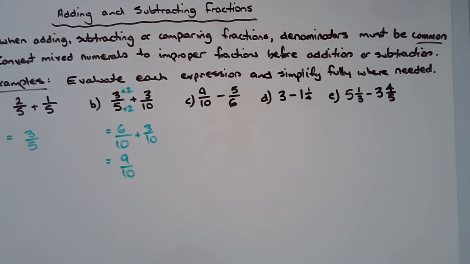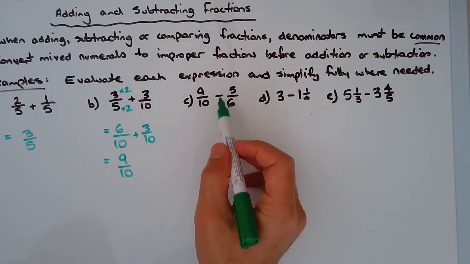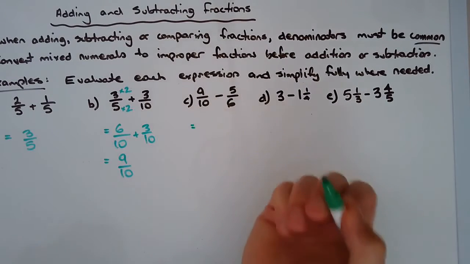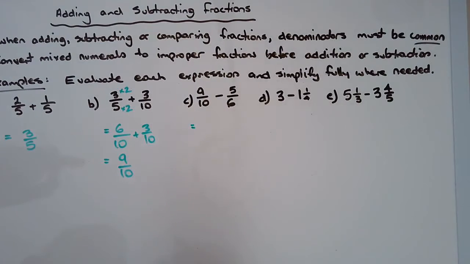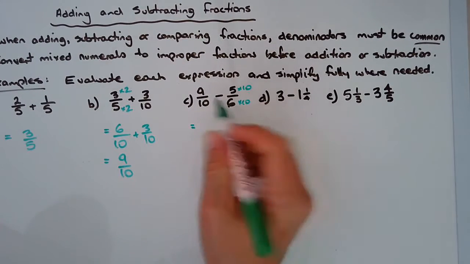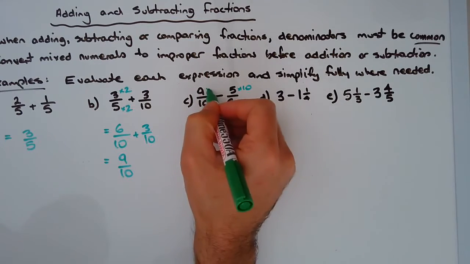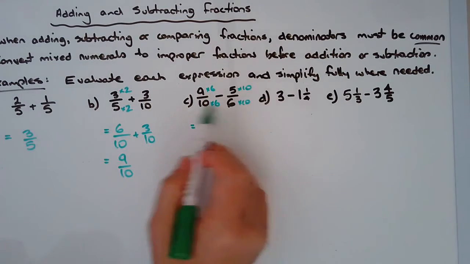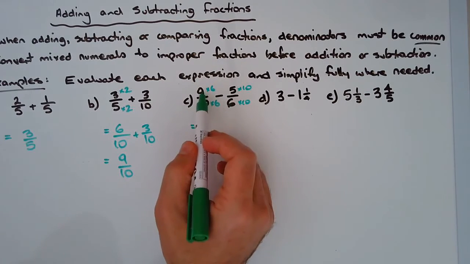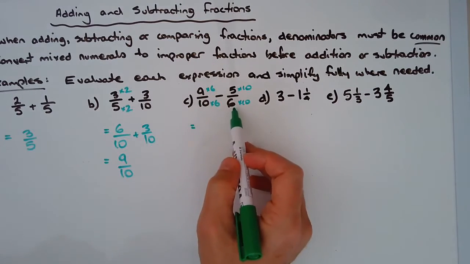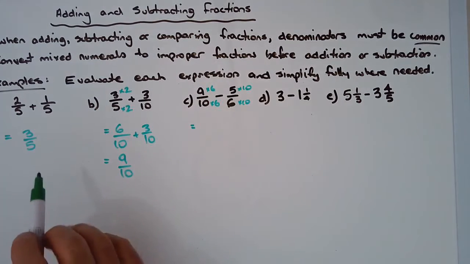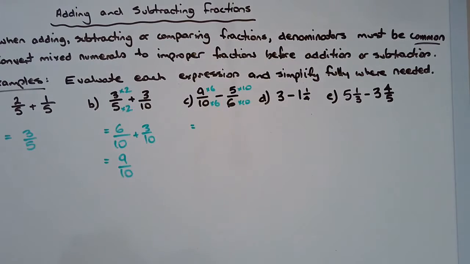Part C. 9 on 10 minus 5 on 6. Again, we can find the common denominator. It doesn't have to be the lowest common denominator, but in this case, maybe we could multiply the second fraction by 10 on 10 and multiply the first fraction by 6 on 6. Basically, if there's two fractions involved, the one fraction you multiply by the denominator of the other. So 9 on 10 is the first fraction, multiply it by the denominator of the second fraction, and vice versa. Second fraction by the denominator of the first fraction.